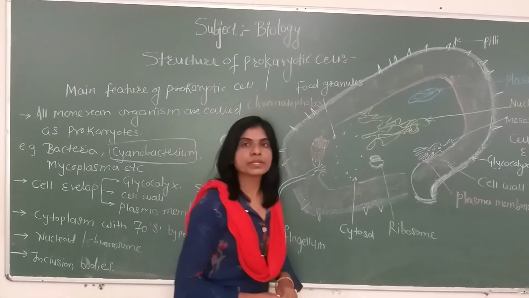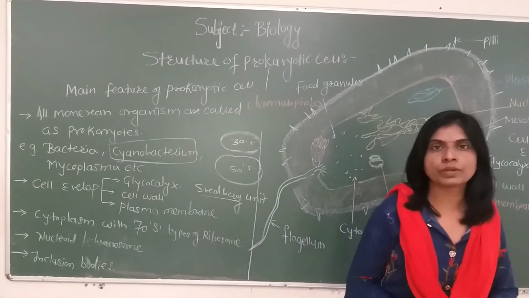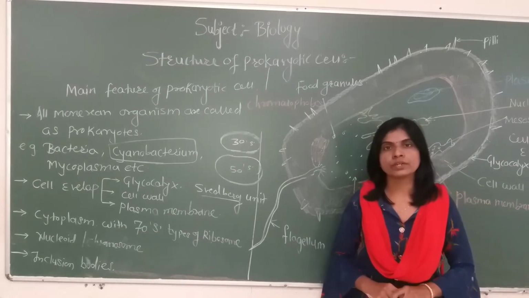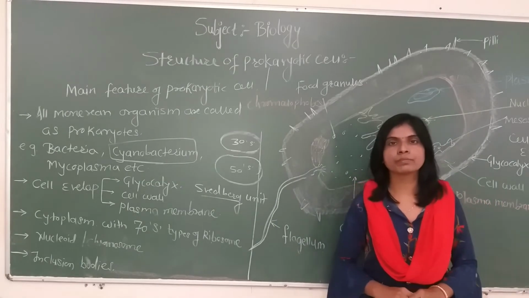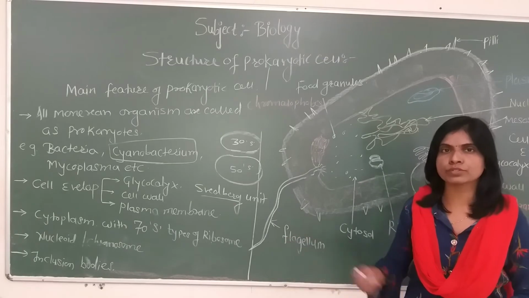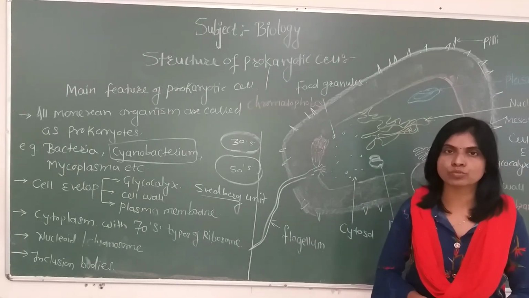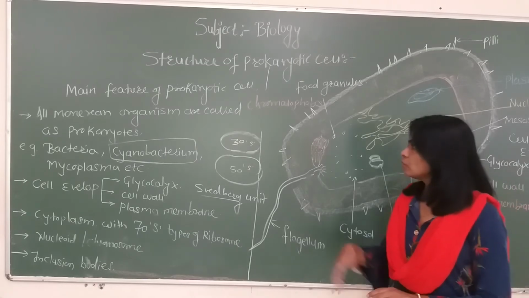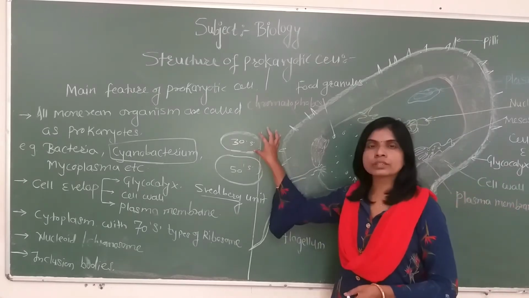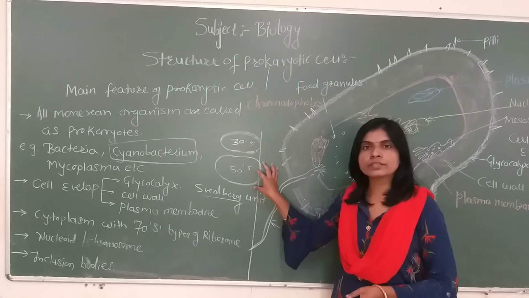Inside the plasma membrane, the content of the cell is called cytoplasm. Cytoplasm is semi-fluid. Cytoplasm doesn't have any membrane-bound cell organelle as it is a primitive cell, but it has a non-membranous cell organelle, that is ribosomes. A ribosome is made up of two subunits. The small subunit is called 30S and the large subunit is called 50S.